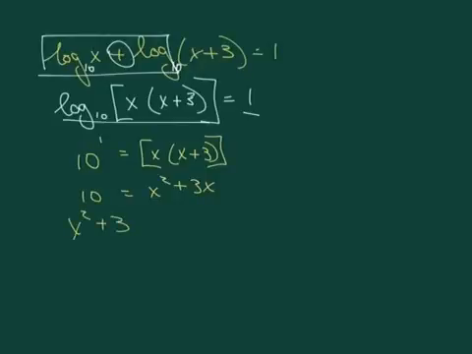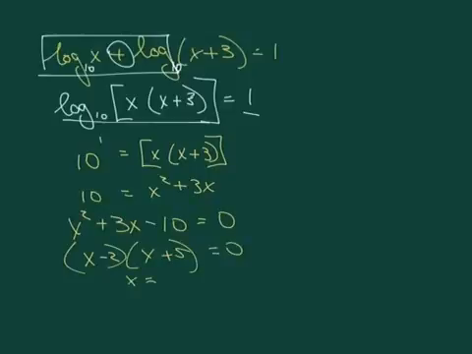See, I don't have any logs anymore, so I just solve it as a simple algebra problem, and I can factor that into two binomials, x minus 2, x plus 5 equals 0, so x equals 2 and x equals -5.